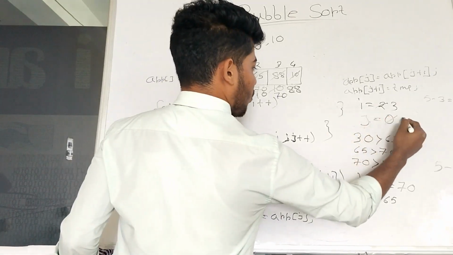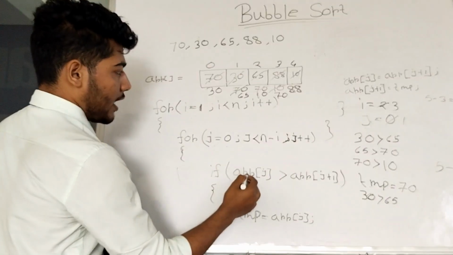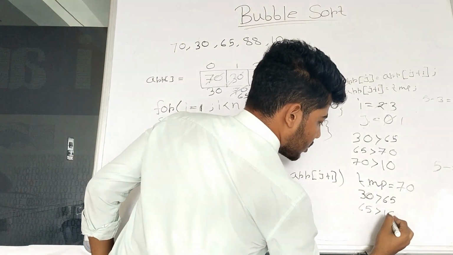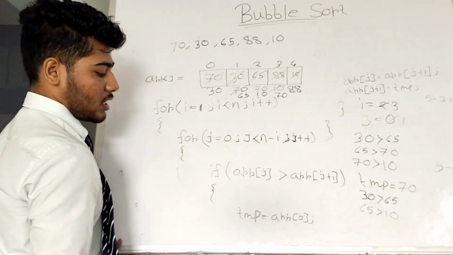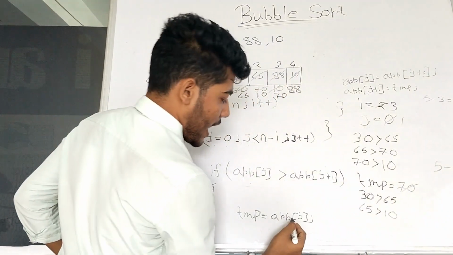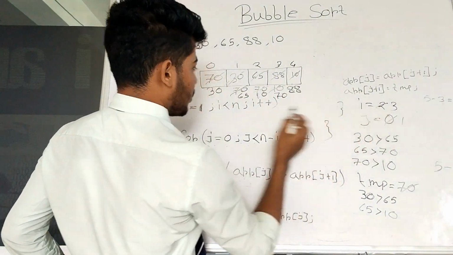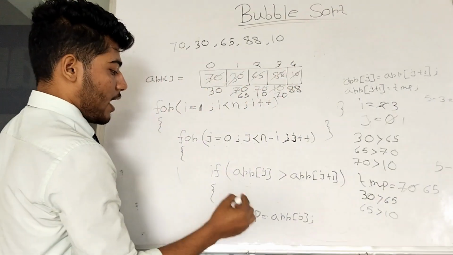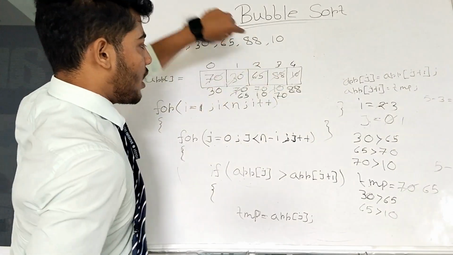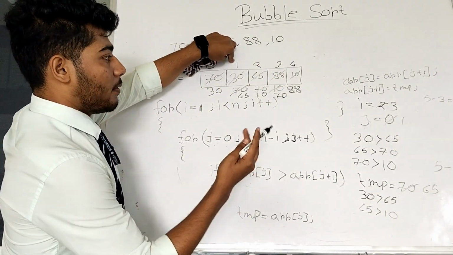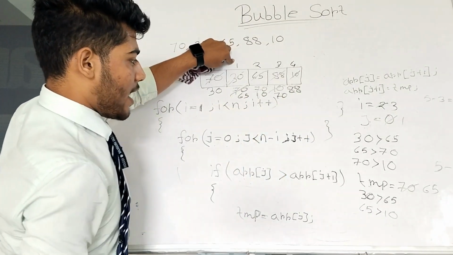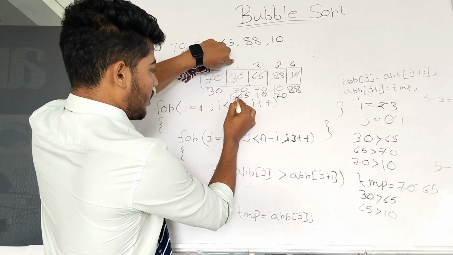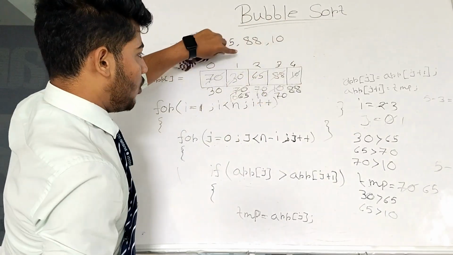Next, j equals 1, less than 2, true. arr[j] is 65. 65 greater than 10, it's true. So it will interchange. So tmp will be arr[j]. j is 1, so arr[1] is 65, so tmp will be 65. And at the arr[j] position, j is 1, the value that comes is arr[j+1], which is arr[2], meaning 10. So 10 will come here, and arr[j+1] will be tmp.